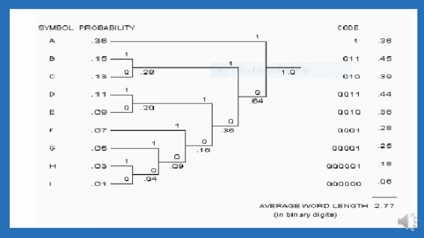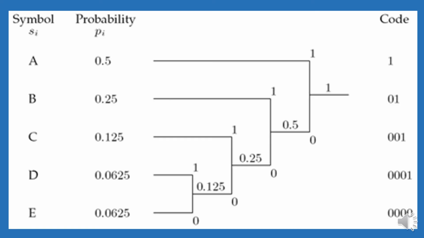Now you read the code from backwards, that is, the first code you read as 1, the second code you read as 011, the third code word is 010, the fourth code word is 0011, fifth is 0010, and next 0001. You repeat this process, and the last one is 000000. So from these code words and the probabilities, we can get the average word length using the formula.